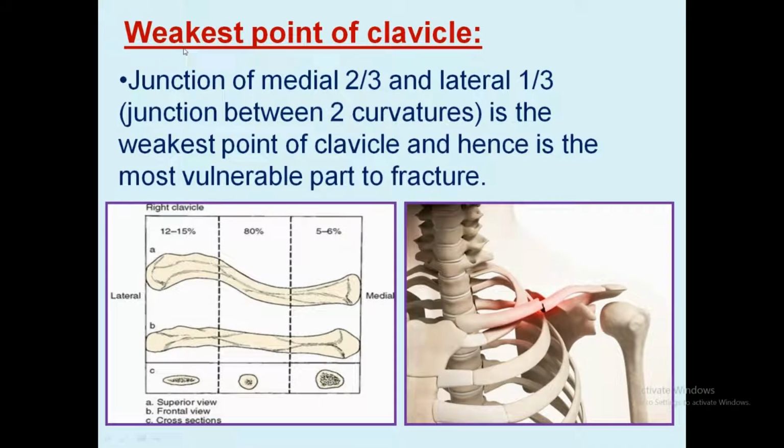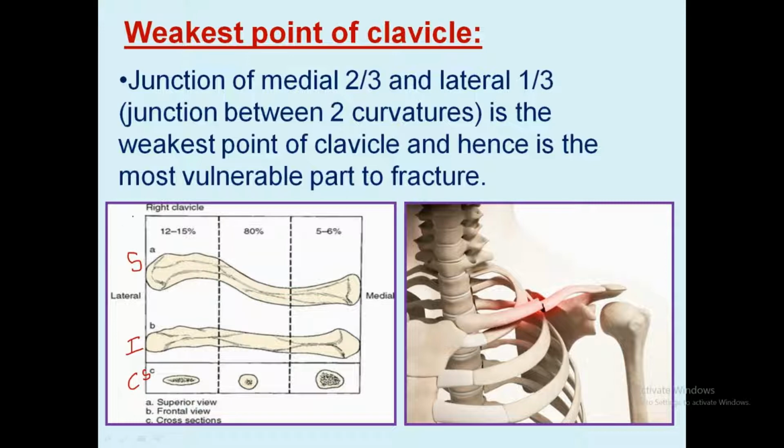Next is the weakest point of the clavicle. The weakest point of the clavicle is the junction between the two curvatures of the clavicle bone, that is, the junction between the medial two-thirds and the lateral one-third of the bone. Here, this is the superior view, this one is the inferior view, that is the frontal view, and this is the cross section of the bone.